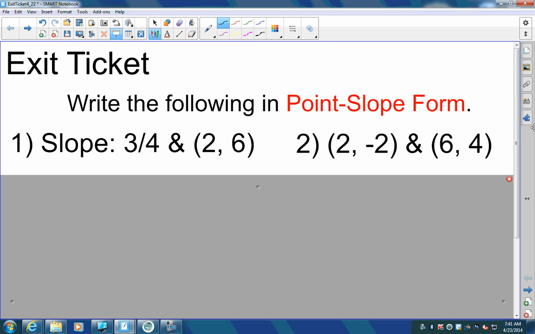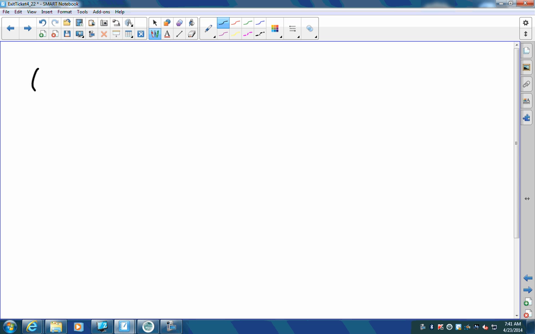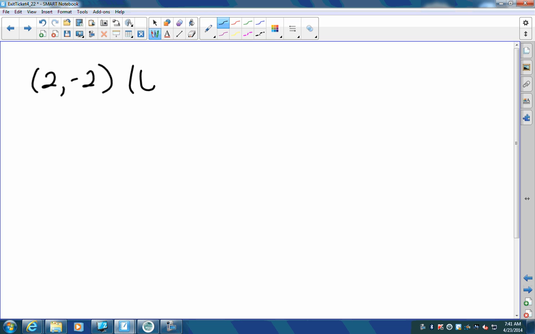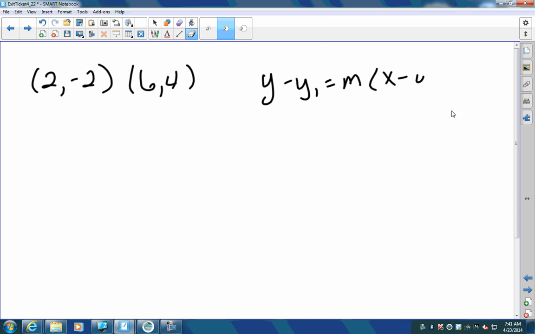All right, the next one says if you have 2 points. So I've got 2, negative 2, and the other point was 6, 4. Y minus y1 equals m times x minus x1. Okay, the problem is I have points, but I don't have a slope. To get a slope, I need to find delta y over delta x.